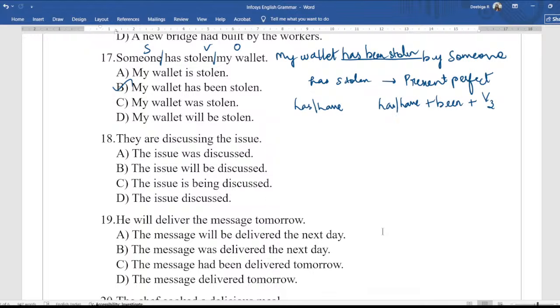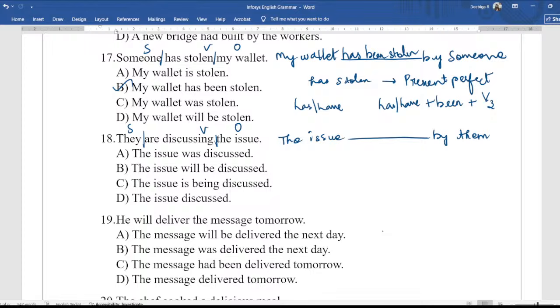They are discussing the issue. The same goes over here. This is the subject, this is the verb, and this is the object. Put the object first, the issue, and then the verb comes here. Then by, they converts to them. You're talking about someone, you can't still use they. They is used when you talk about a group of people as the subject, but in the passive voice you use them. The issue, they are discussing the issue.